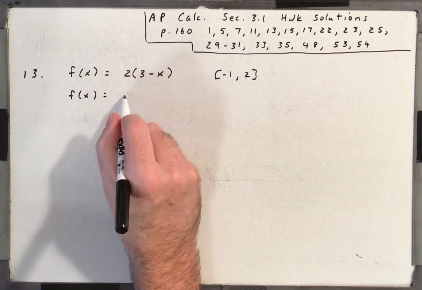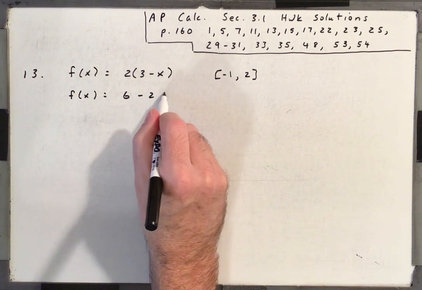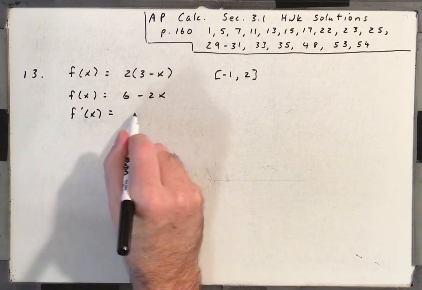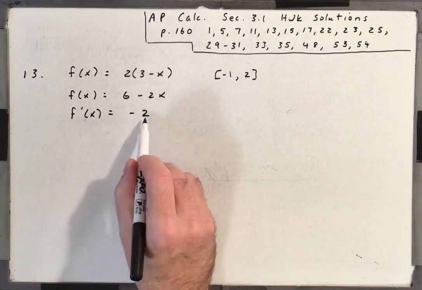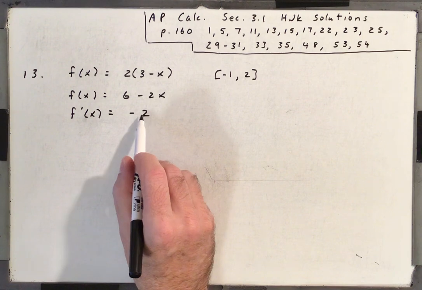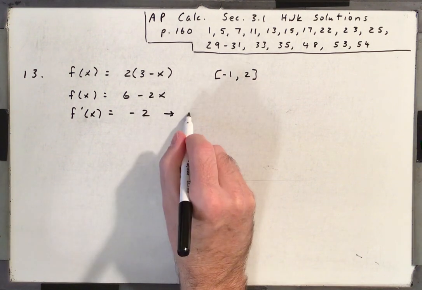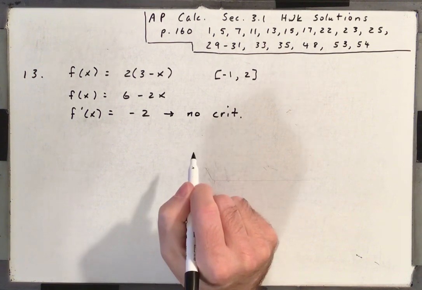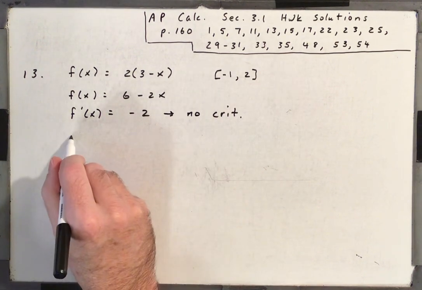I'm going to rewrite this as 6 minus 2x. So f prime of x is going to be -2. Well, that does not equal 0, does it? It doesn't have an x in it, so there's no critical point. So I just have to look at the endpoints.